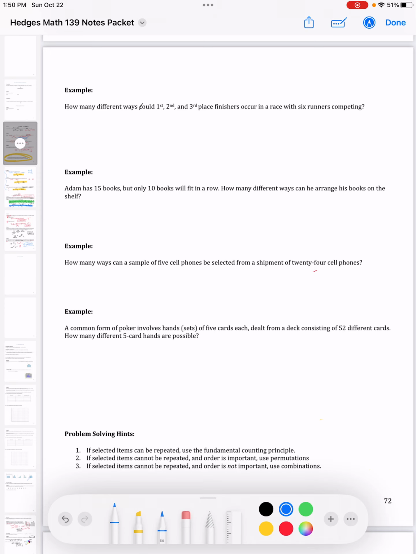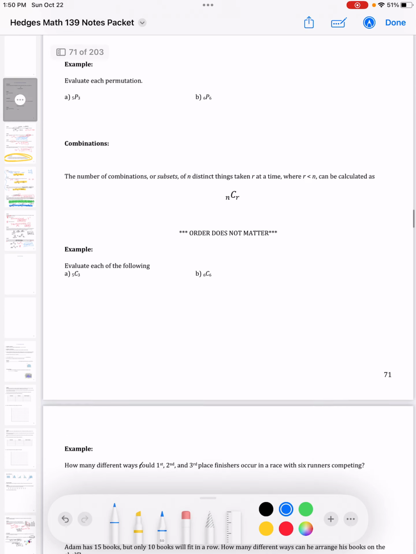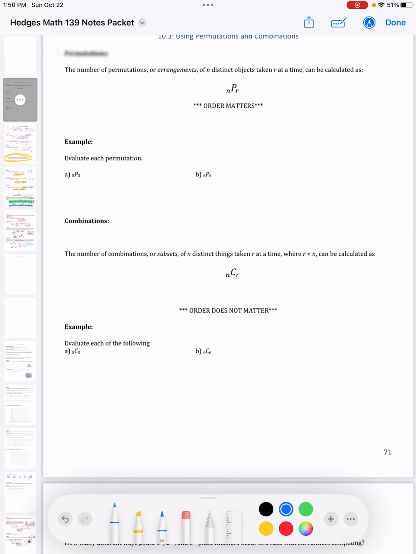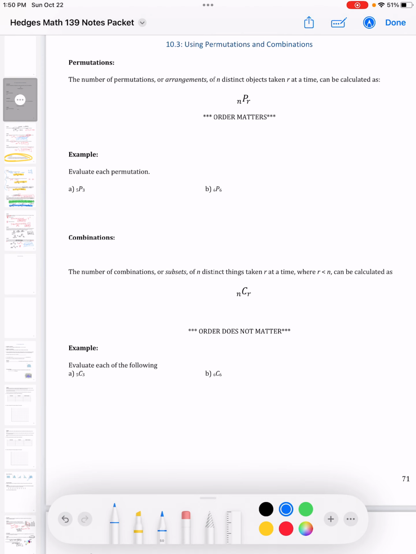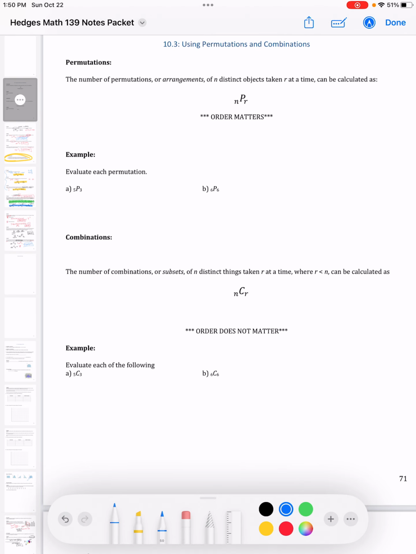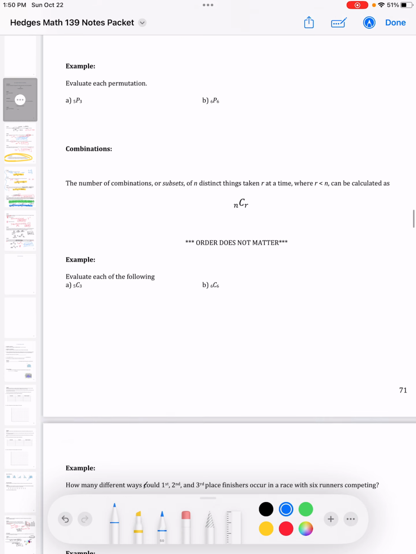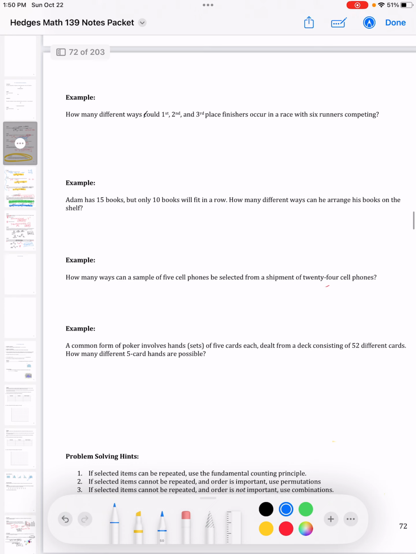So in class, we looked at how we would type in permutations and combinations in our calculator. Now I want to show you actually how we will work problems with these. So permutations are problems where our order matters. Combinations are when it does not matter. So we're going to look at some of these right here.